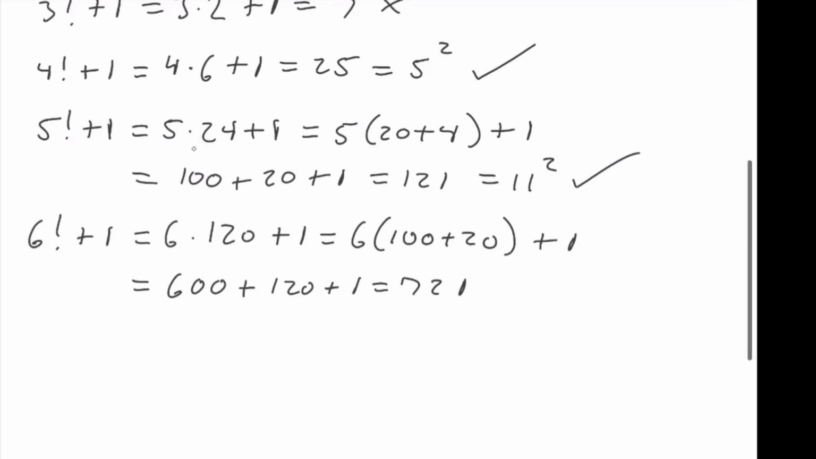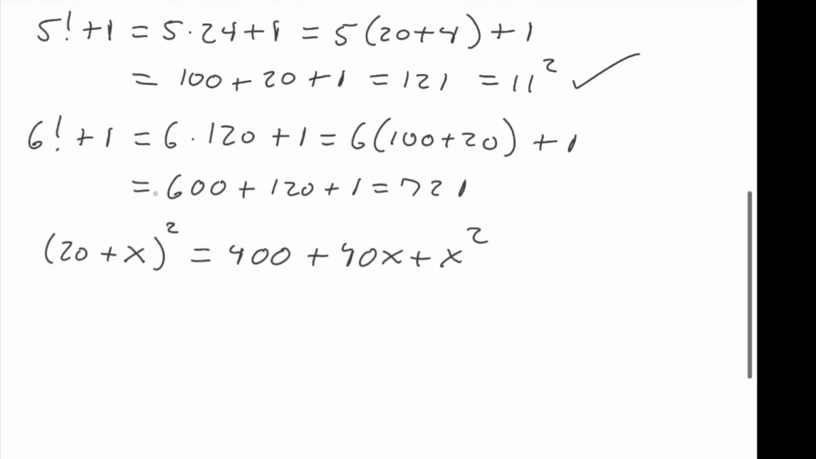So what we're going to do is I know 20 squared is 400, and 30 squared is 900. So this has to live somewhere between 20 squared and 30 squared. So I'm going to look at 20 plus x squared. That's going to be 400 plus 40x plus x squared. Now let's see, I have to do 400 and then 721.